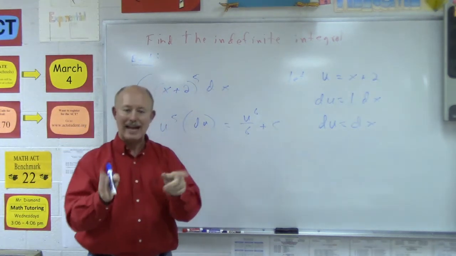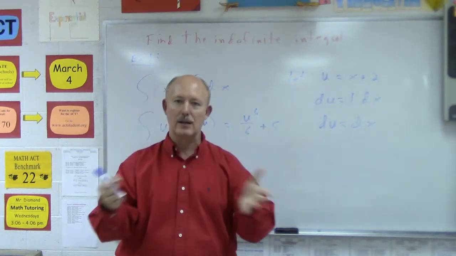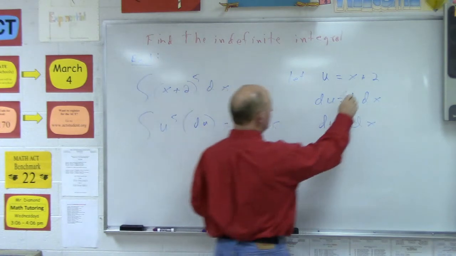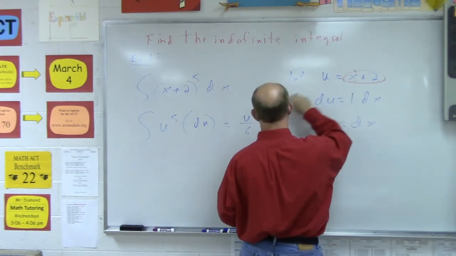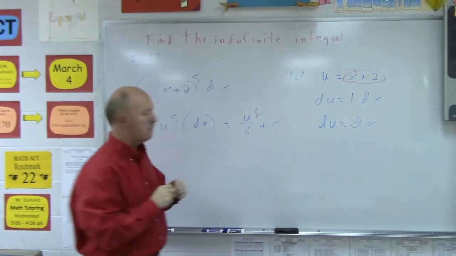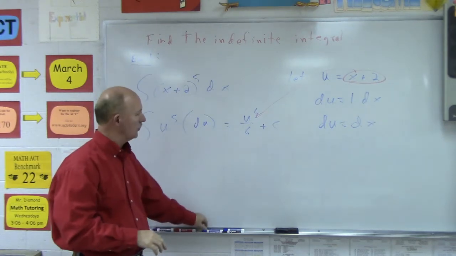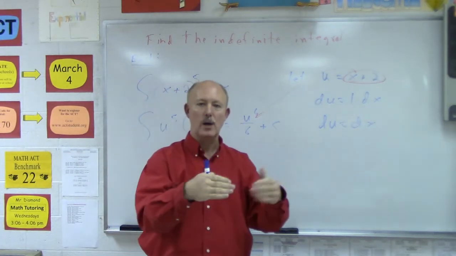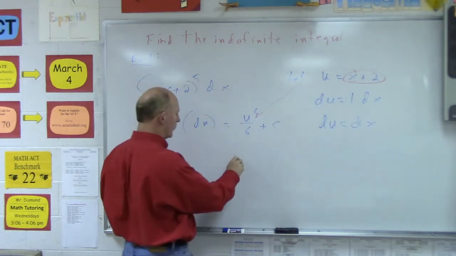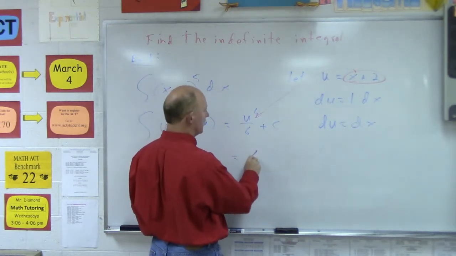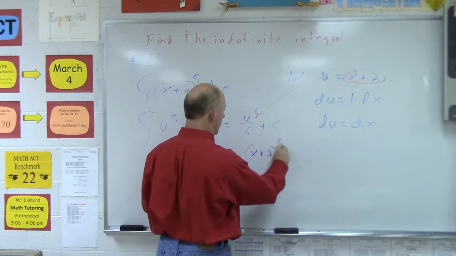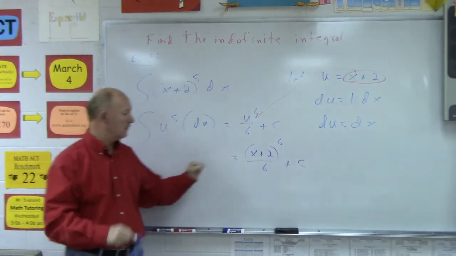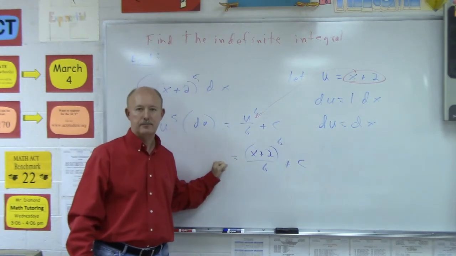Now the last thing we want to do, after you integrate it, is take the x plus 2, since this is equal to u, and substitute this back into our answer. So once we get our answer in terms of u, let's convert it back into our answer in terms of x. So our final answer becomes x plus 2 to the 6th power divided by 6 plus our constant of integration, and this is our answer now.